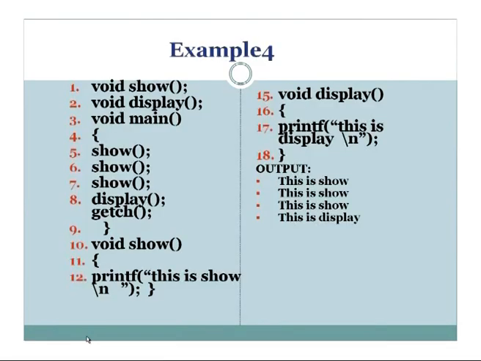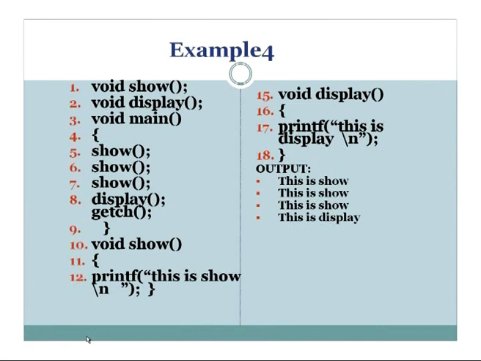You should also remember one other point regarding functions: you may call a function many times. It is not necessary to call a function only once. For example, in this example we are calling the show function 3 times. So when this program is executed, control will enter the main function. At line number 5, it will call the show function. From there it will display the message "this is show". Then control will come back to the calling function, main.